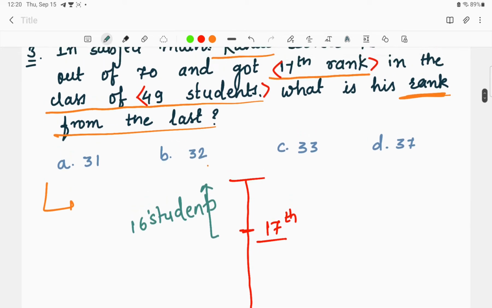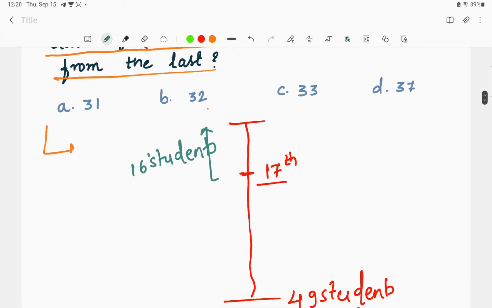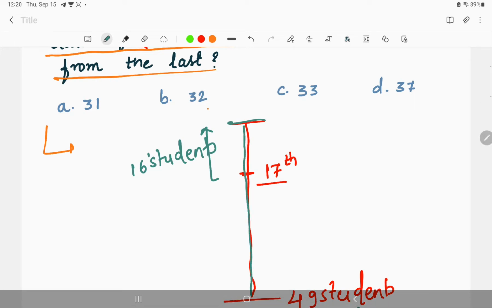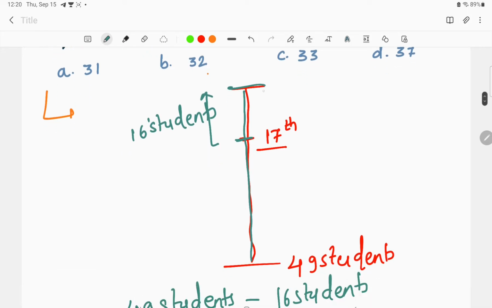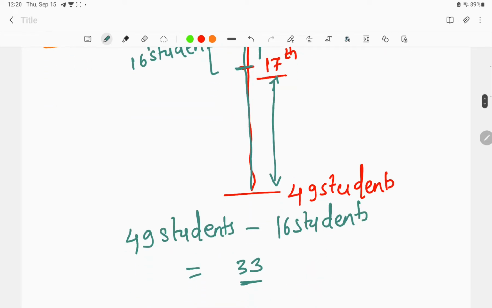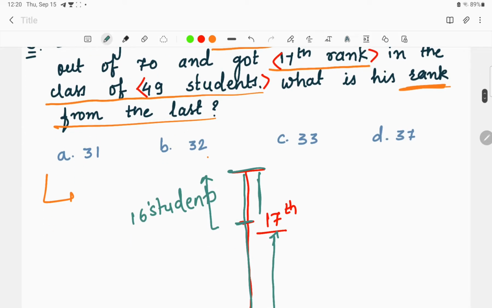At the same time, the second data given over here is there are 49 students in the class. So total students 49. Okay, if we subtract these 16 students, we will get the position of Rahul from the bottom, that is the 33rd position. This is the position of Rahul from the bottom.